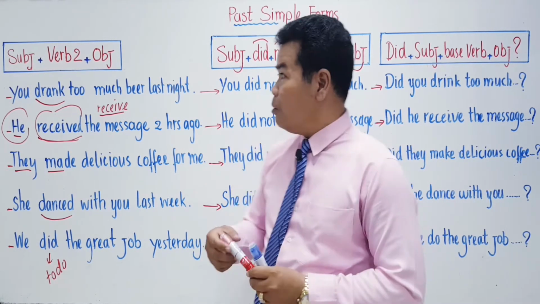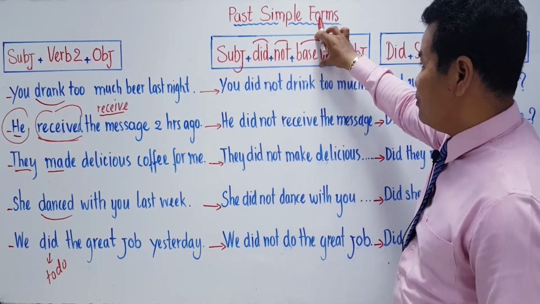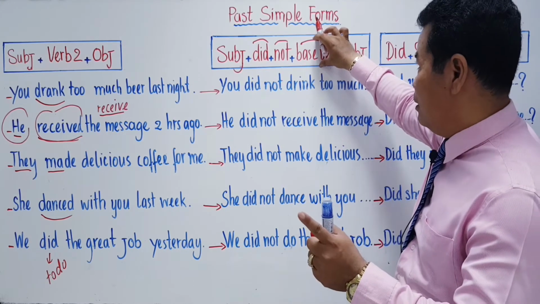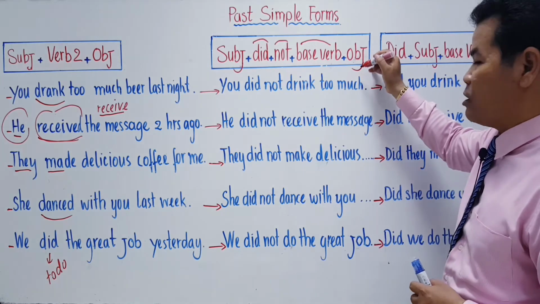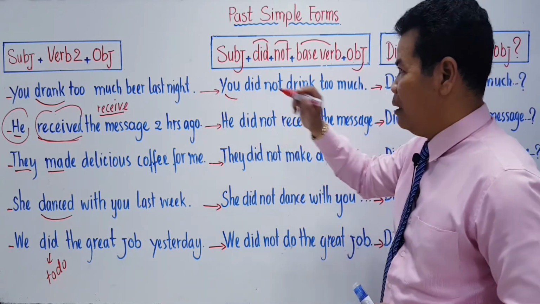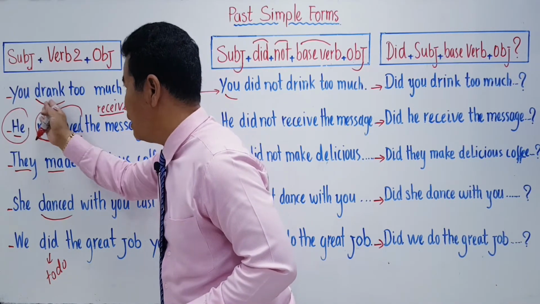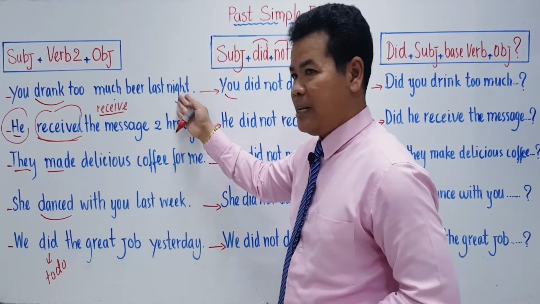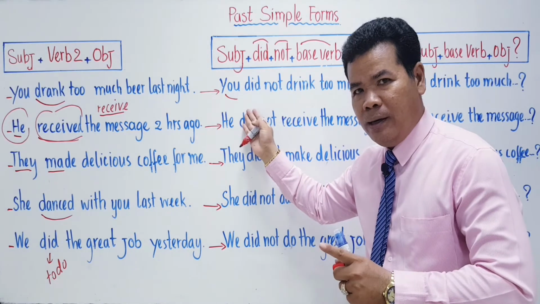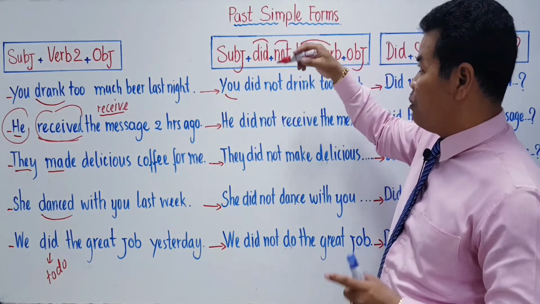Okay? Now let's go. Subject plus did plus not. Here there is no verb 2 anymore, right? Go to verb 1, the base verb, and then plus object. So now let's go together. You drank too much beer last night. And when we change it into the negative one, you use the same subject, and then follow the rule, the form of that.